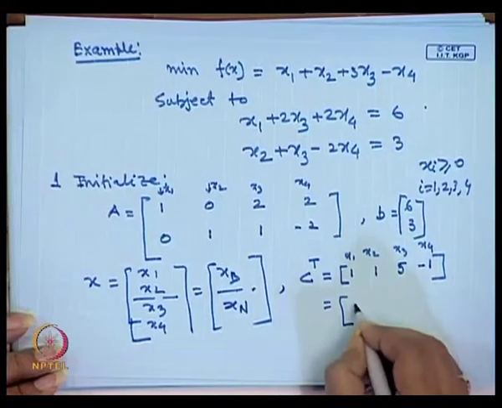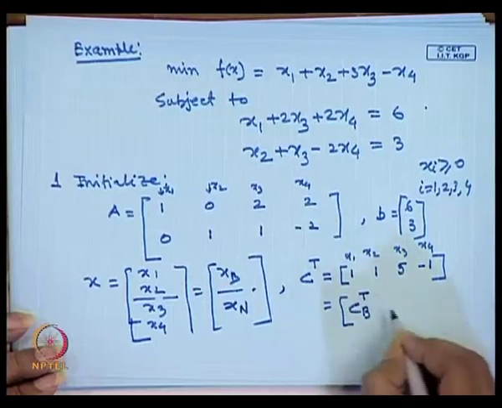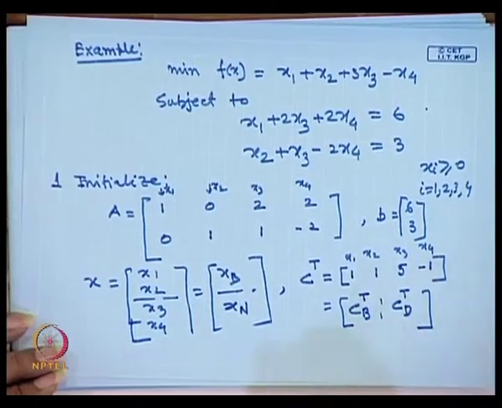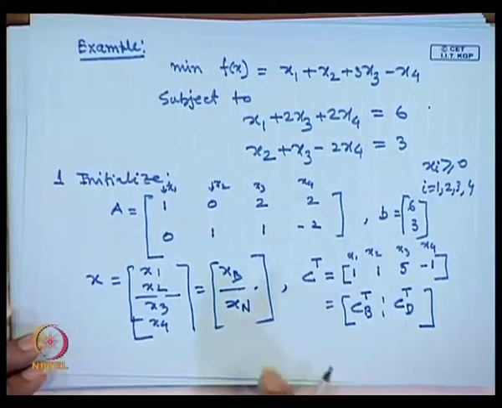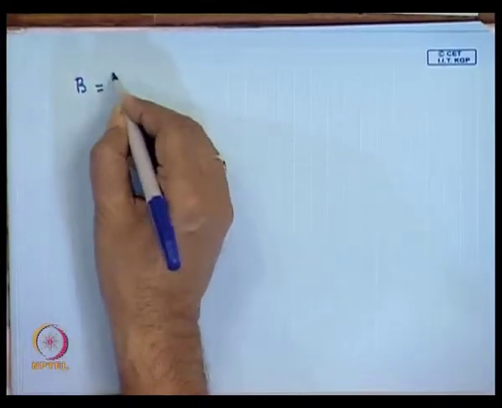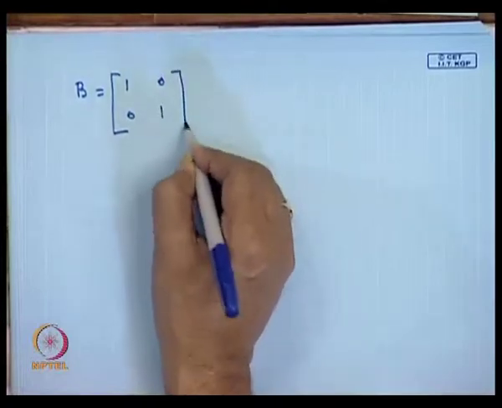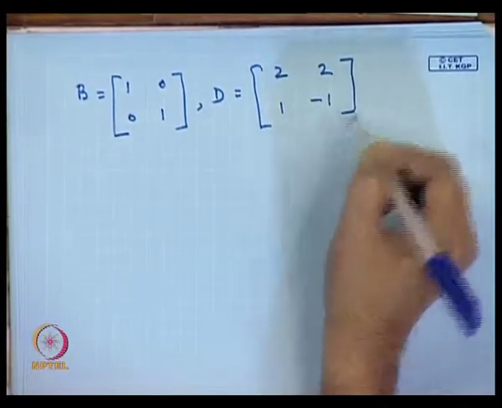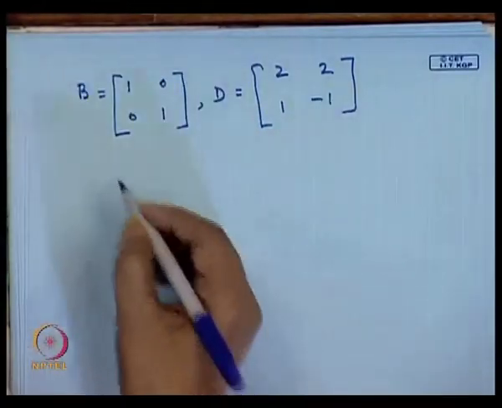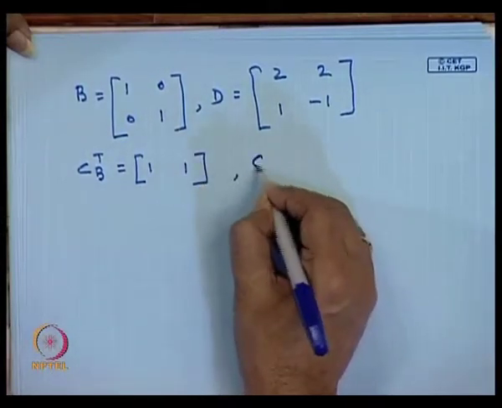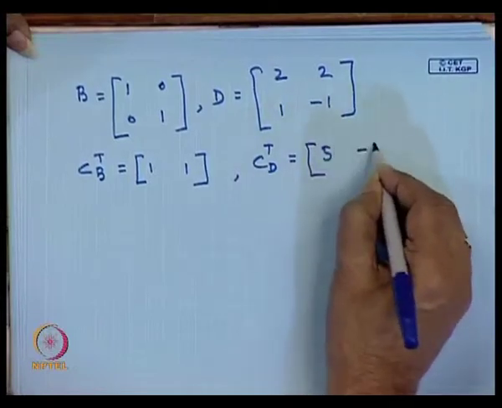So, the C B matrix corresponds to the basic variables x 1, x 2, and the other corresponds to our non-basic variables x 3, x 4. So, we have partitioned like this, and you know what our C is and B is. Our B is 1 0 0 1, D is 2 1 2 minus 1. This is our D. Similarly, C B transpose is equal to 1 1 and C D transpose is equal to 5 minus 1. So, this we have envisioned.